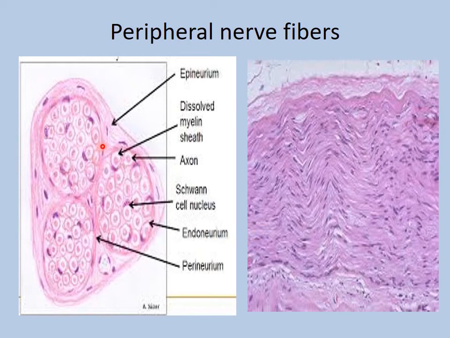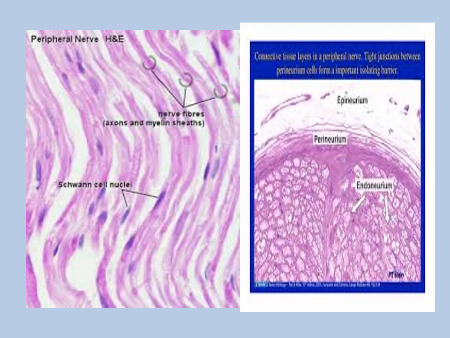In the transverse section, you can see the connective tissue covering, that is the epineurium, which is surrounding these bundles of the nerve fibers. And this is the perineurium surrounding the nerve fibers. Inside is the endoneurium, which is surrounding the axons. So these are the central axons, and they are surrounded by the Schwann cells. This is another view of the peripheral nerve.